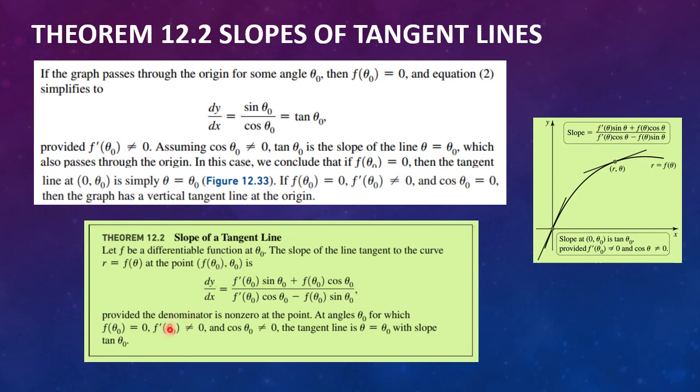And that's provided the denominator is non-zero at the point. At angles theta sub 0 for which f of theta sub 0 equals 0, and f prime doesn't equal 0, and cosine theta sub 0 doesn't equal 0, the tangent line is theta equals theta sub 0 with the slope tangent of theta sub 0. That's just combining all the thoughts that we had before on the previous slide and above.